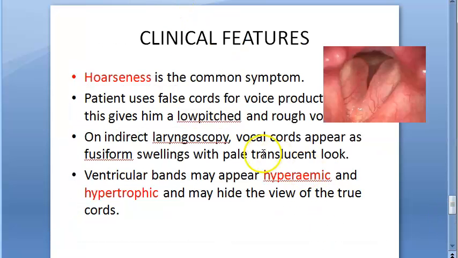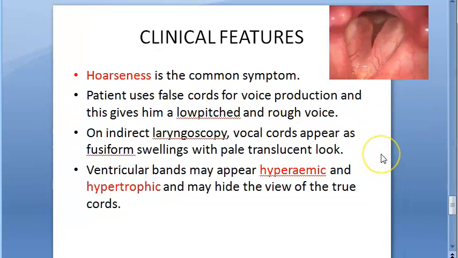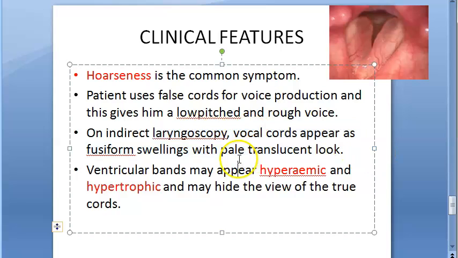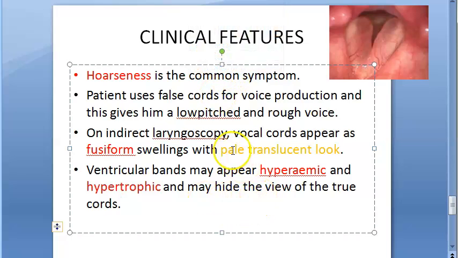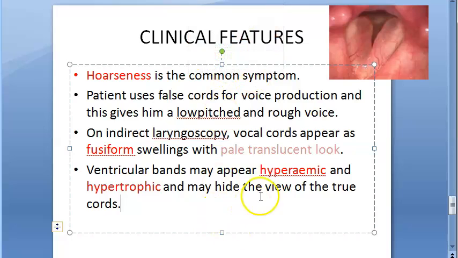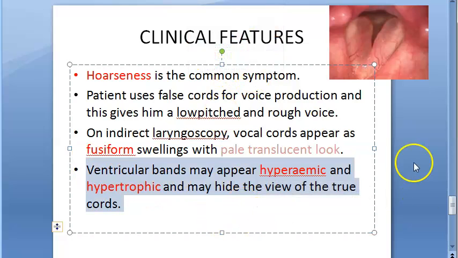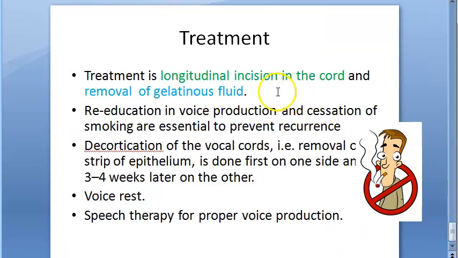Then you will see that these people will have hoarseness of voice. They'll be using their false vocal cords and they'll only be getting low-pitched, rough voice. Then when you do laryngoscopy, you will see fusiform swellings, pale, translucent look. Okay. Give us a pale color. Ventricular bands are hyperemic, hypertrophic. They hide the true vocal cords.